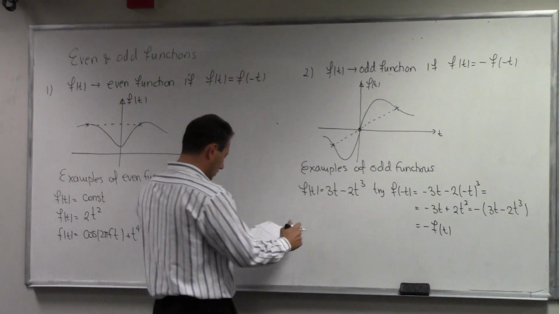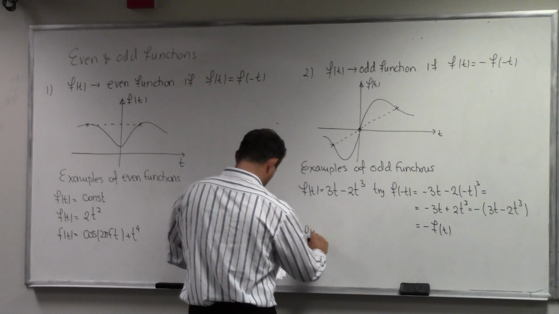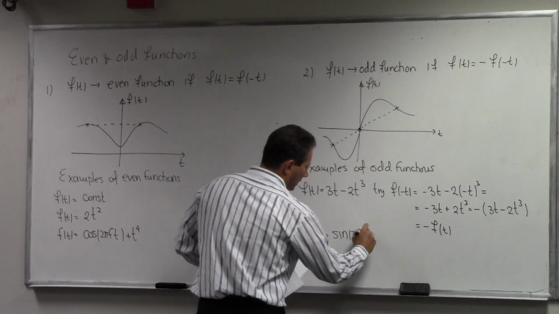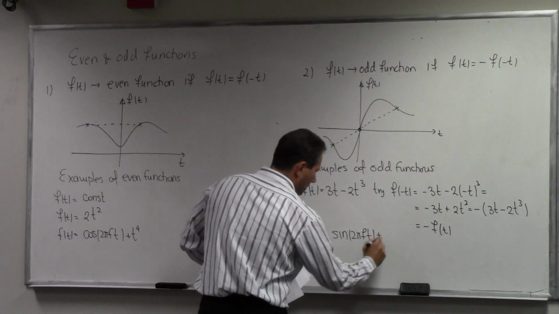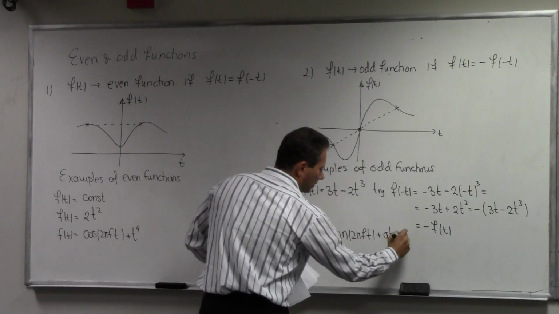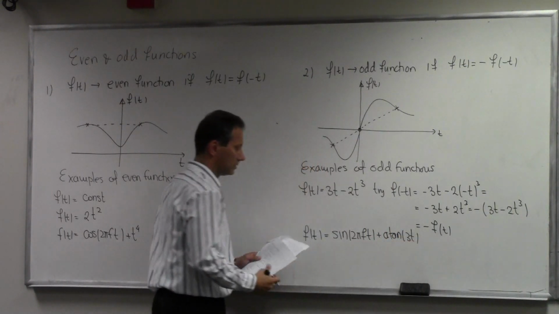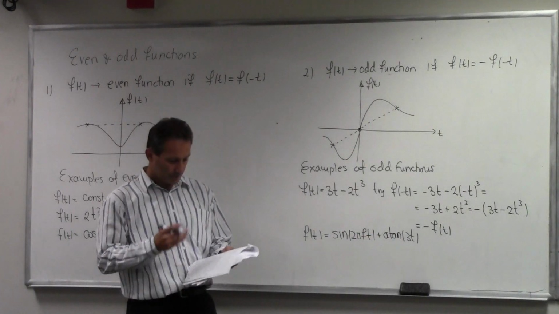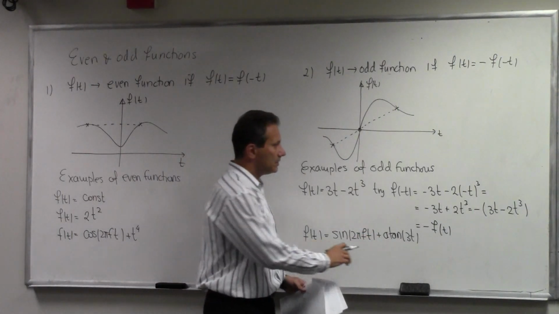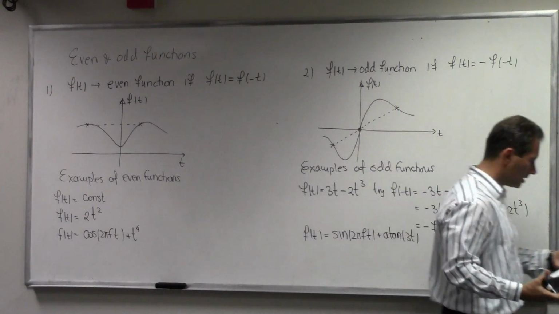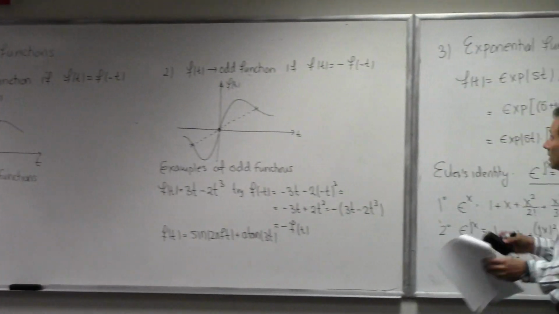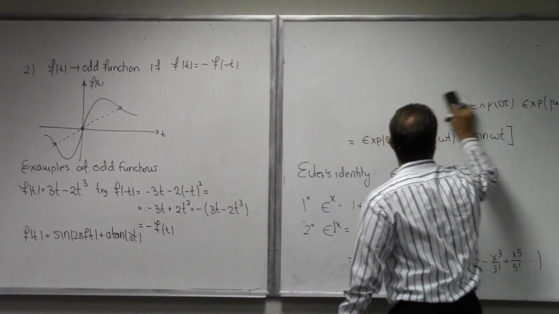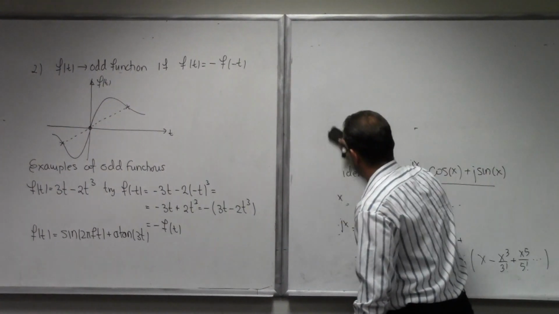Another example would be f of t equals sine of 2 pi f t plus arctangent of 3t. Both sine and arctangent are odd functions. So that's how we define it. There are some rules that help you, or some observations that come along with all of these definitions.